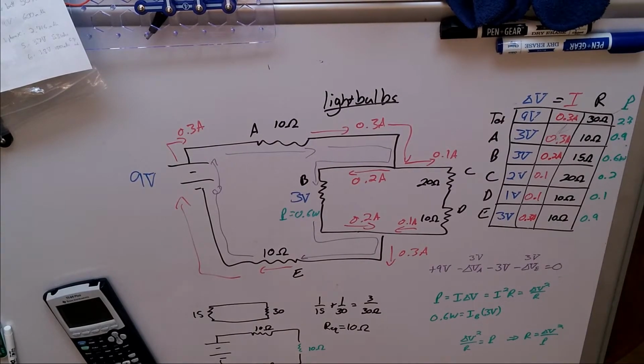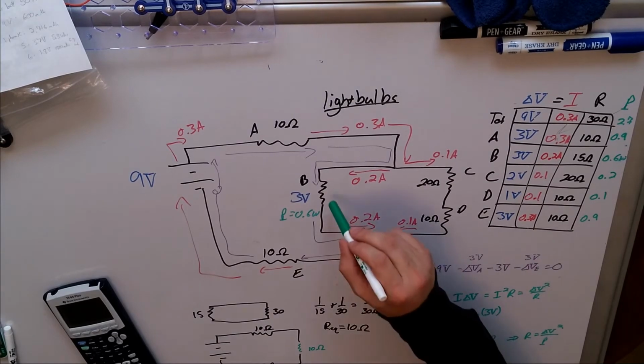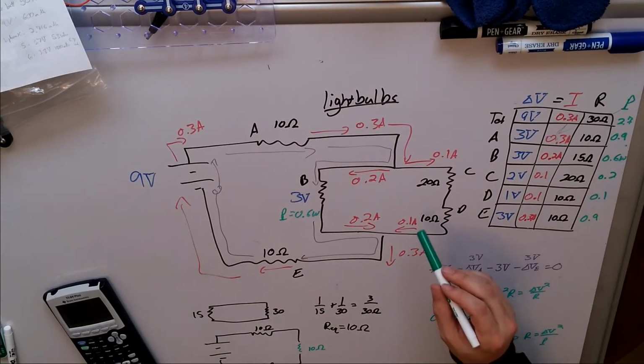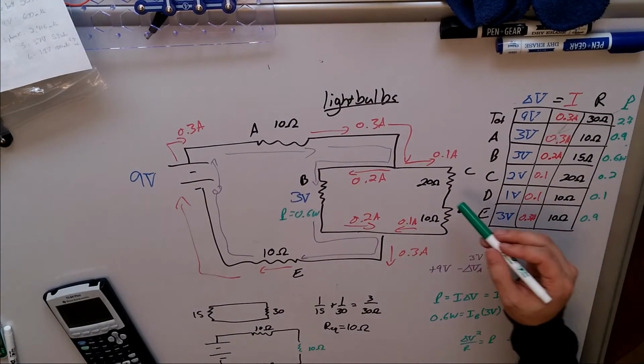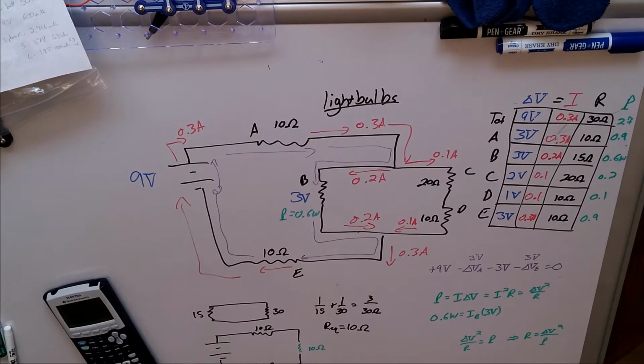Okay, so my big question, which bulb is the brightest? Well, it turns out A and E are actually the same brightness. They're both 0.9 watts. The second brightest is B, 0.6 watts, and let's see, the third brightest is C, and then the dimmest is actually going to be D at 0.1 watts. This is great because we can actually look through that.